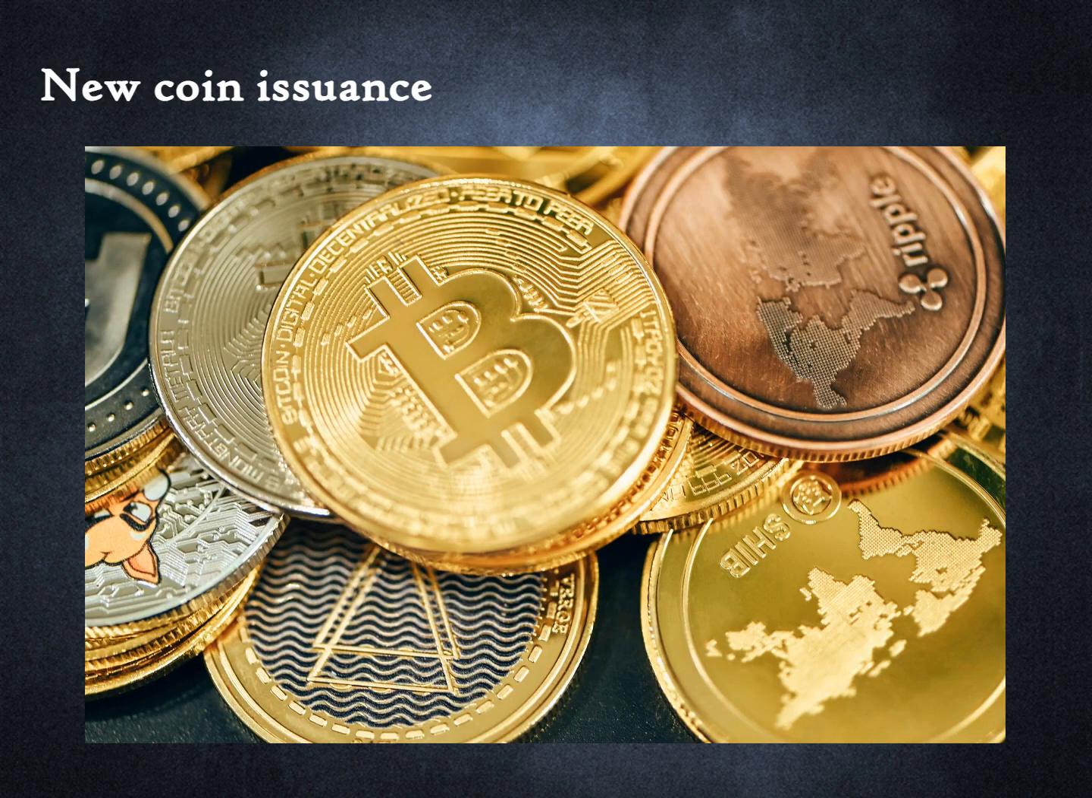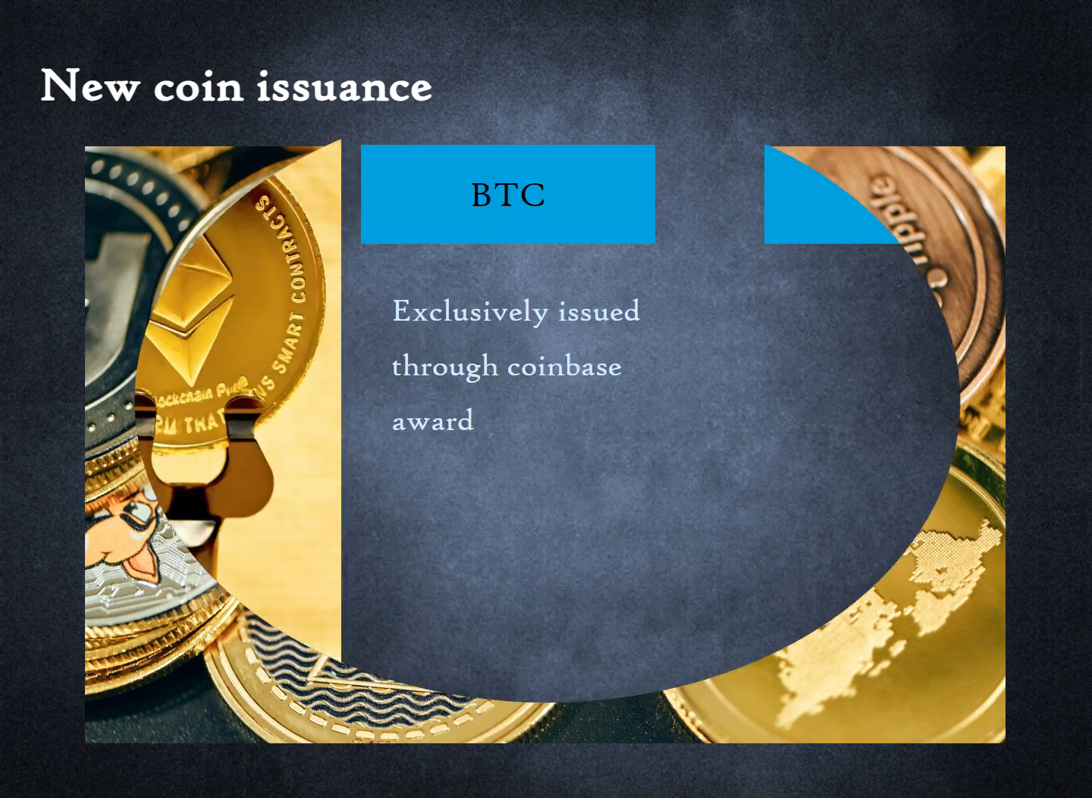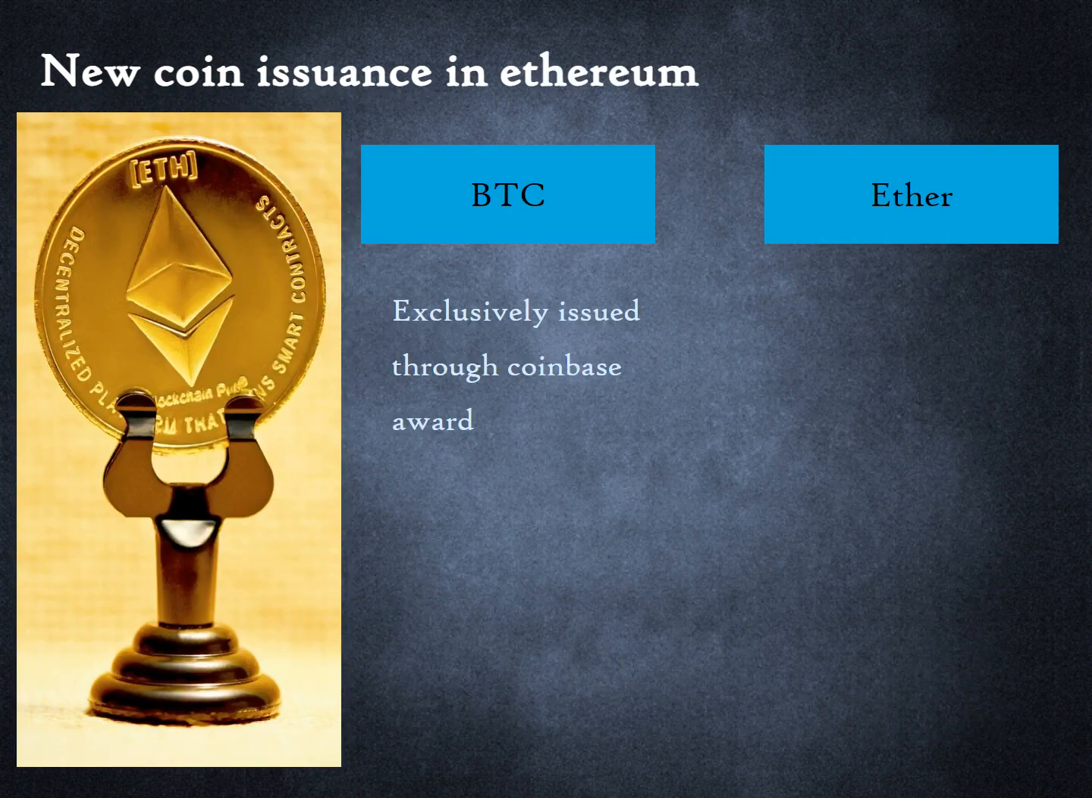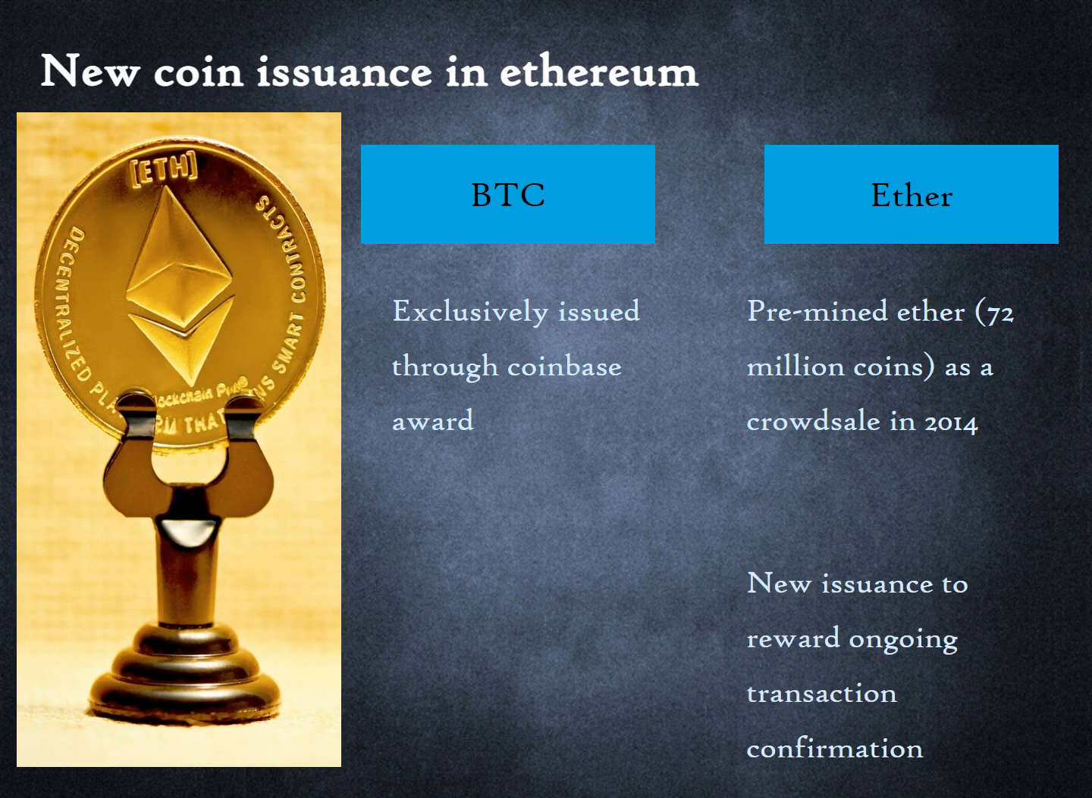We will now review the difference in the new coin issuance process between Bitcoin and Ethereum. In Bitcoin, the supply of Bitcoin exists purely through the Coinbase reward. In Ethereum, there are 2 sources. The first source is pre-mined Ether. These were 72 million Ether tokens issued through a crowd sale in 2014. The proceeds from the sale went to fund the development of the Ethereum platform. The second source is new issue of coins to reward ongoing transaction confirmation. This is similar to the Coinbase reward in Bitcoin.